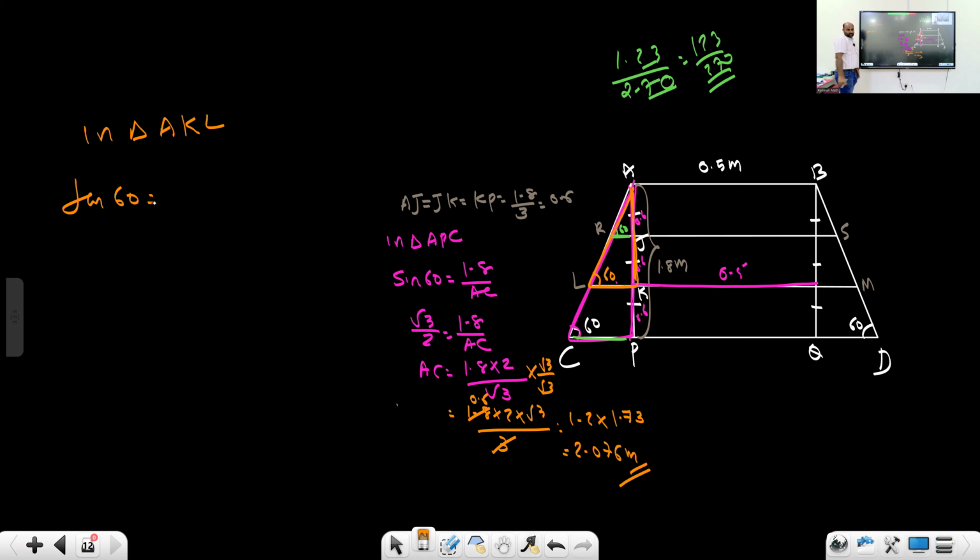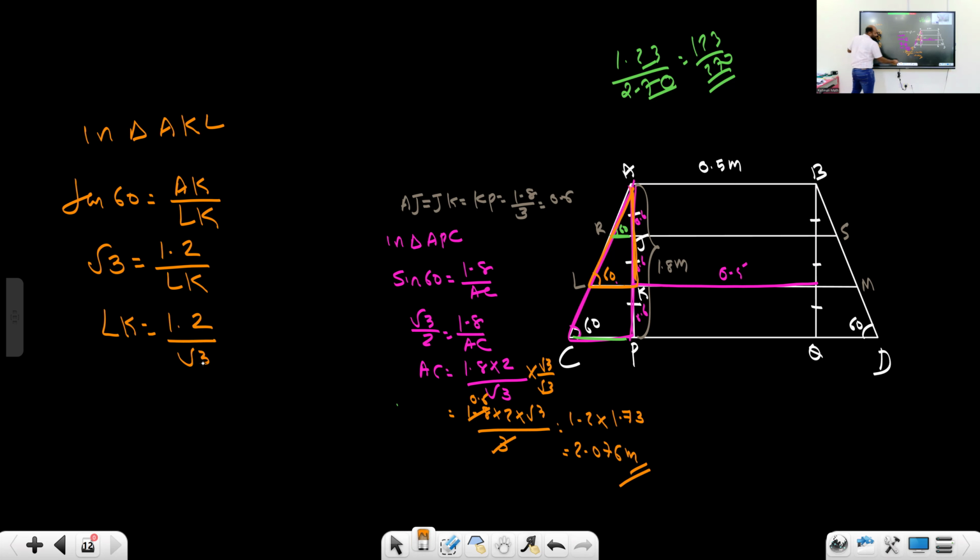Trigonometry, BPT, everything mixed. Tan 60 equal to opposite side, what is it? AK, no? Opposite side AK by LK. What is tan 60? Root 3. AK how much? 1.2. LK equal to 1.2 by root 3. What we have to do? We have to rationalize. Root 3 into root 3 is 3. 3 and 1.2 we can cut to 0.4. So LK equal to 0.4 into 1.73.